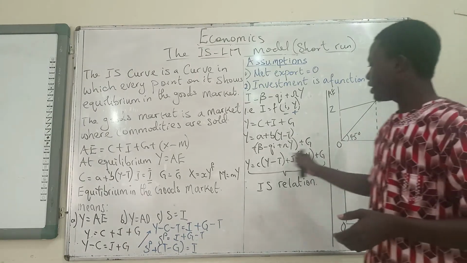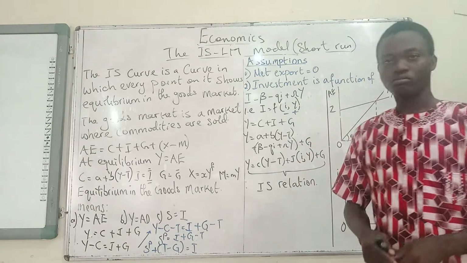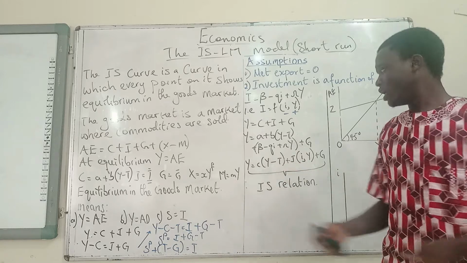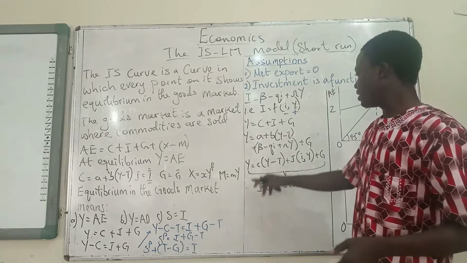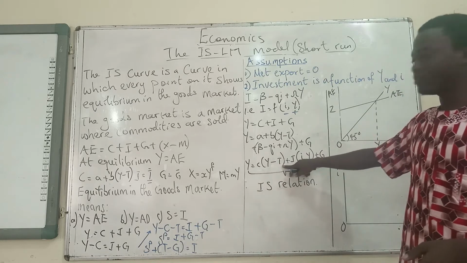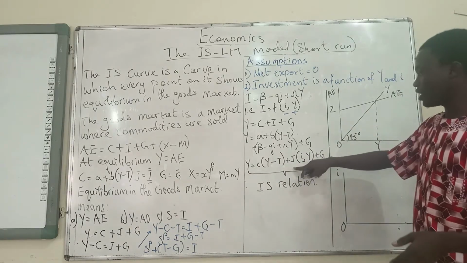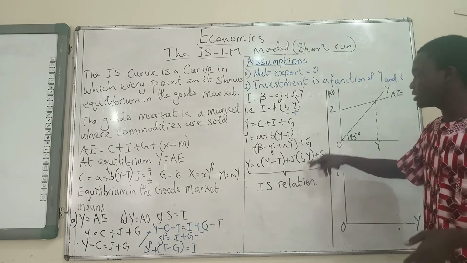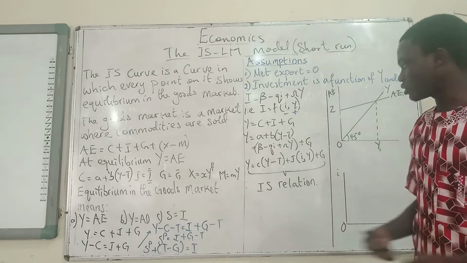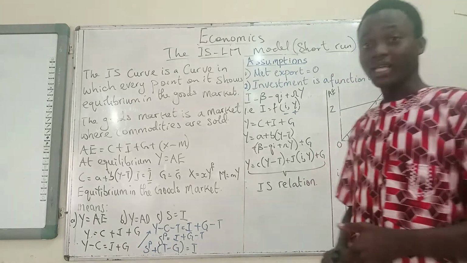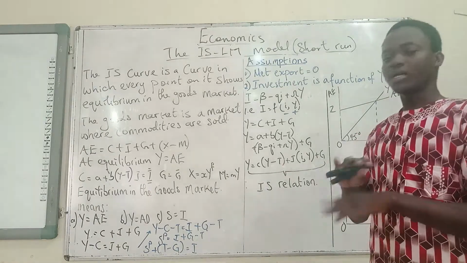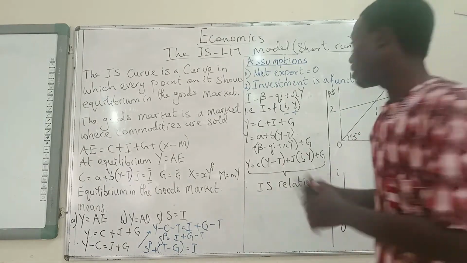Now all of this is what we call the IS relation. Simple. So it's not something that you're meant to cram, it's something that you're meant to understand. So y is consumption, and consumption is a function of disposable income, plus investment, and investment is a function of interest rate and national output, plus government spending. That is what we call the IS relation, and you really have to note this because we shall be using this henceforth as long as we're talking about the IS-LM model.